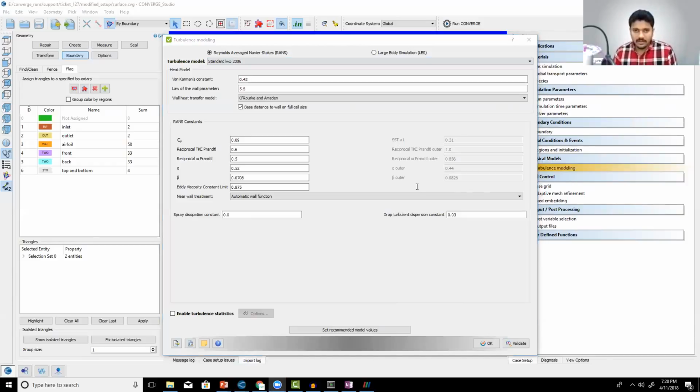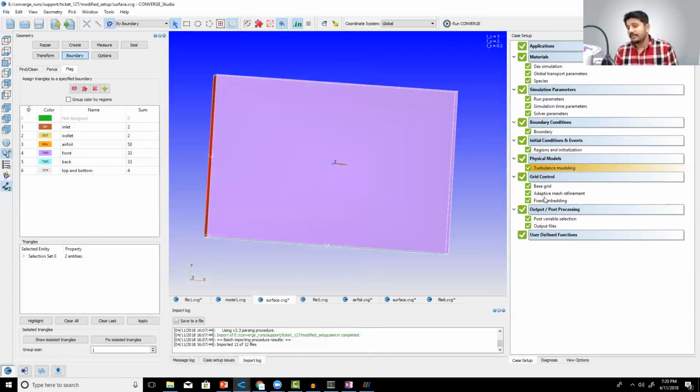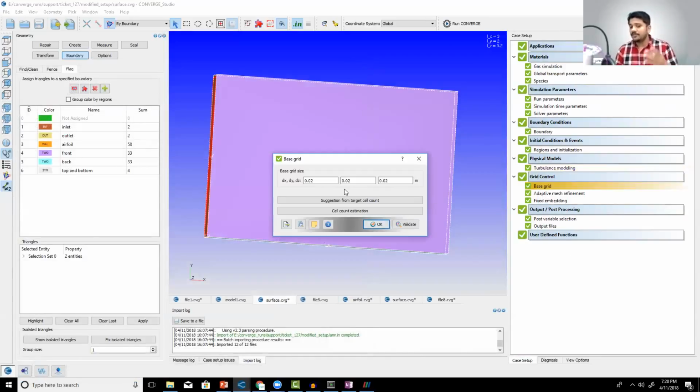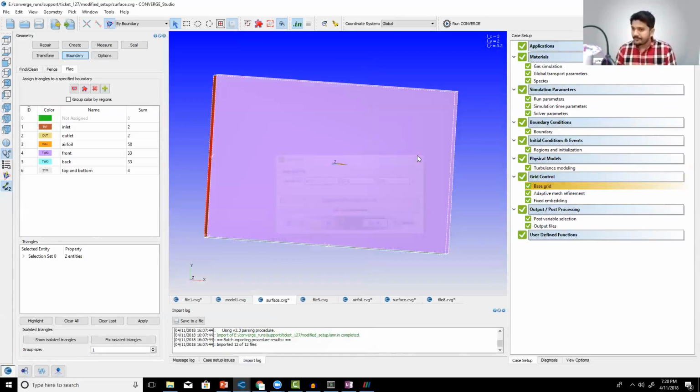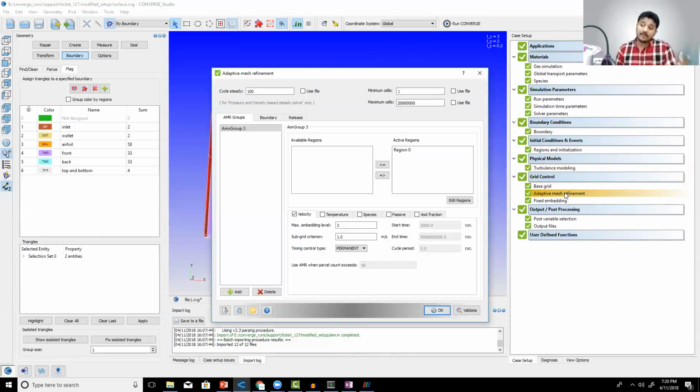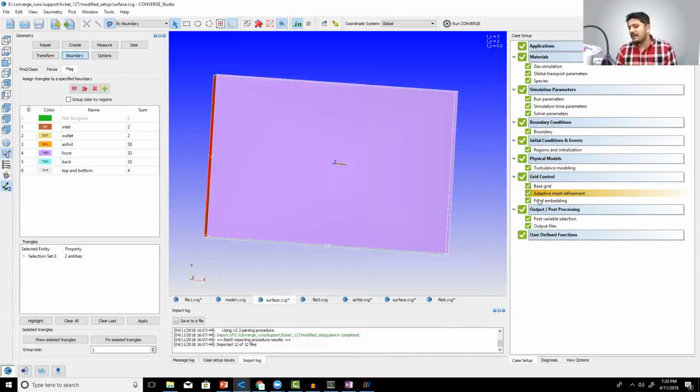Okay, all right. So let me close this guy and close this guy. Then comes the grid. So this is the basic discretization along the X, Y, and Z directions. We provide that. And Converge uses a technique called adaptive mesh refinement, which is very cool. I'll explain that to you. And then we have fixed embedding, which is local refinement, which is fairly easy to understand.